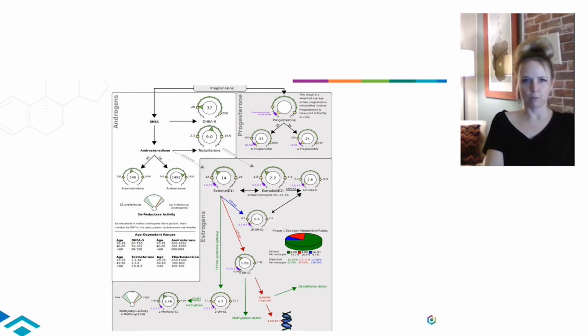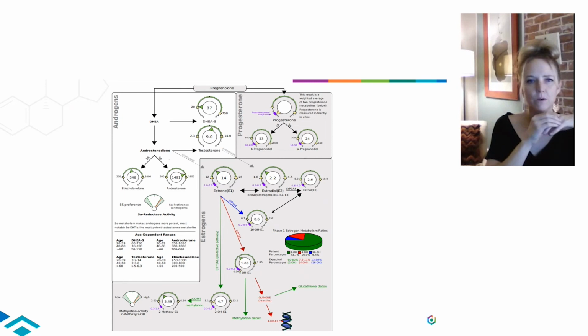Page 3 of the report is kind of where the rubber meets the road for sex hormones. A lot of what's on page 2 ends up on page 3, and we can really see it in the metabolism pathways, kind of in their natural state.